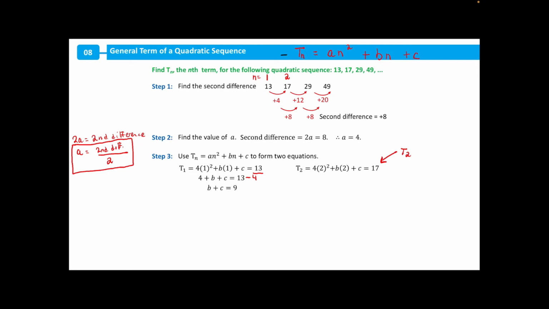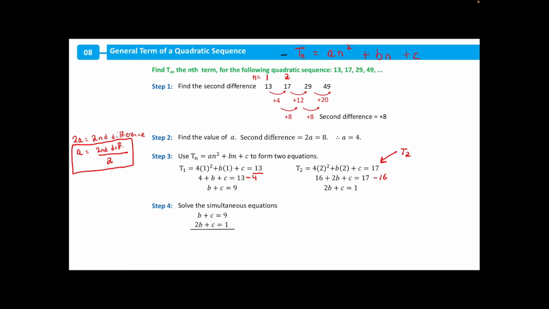Let's multiply this out, and we get 16 plus 2b plus c equals 17. We'll now bring our numbers to one side of the equation. Moving 16 to the other side gives us 2b plus c equals 1. We've now formed two equations that have the same two unknowns b and c. To find the values of b and c, we must solve these equations simultaneously.